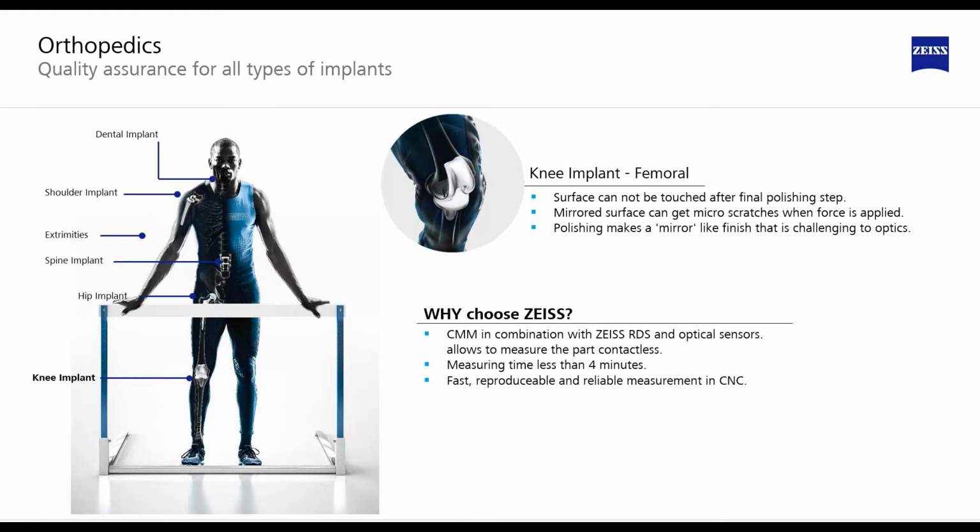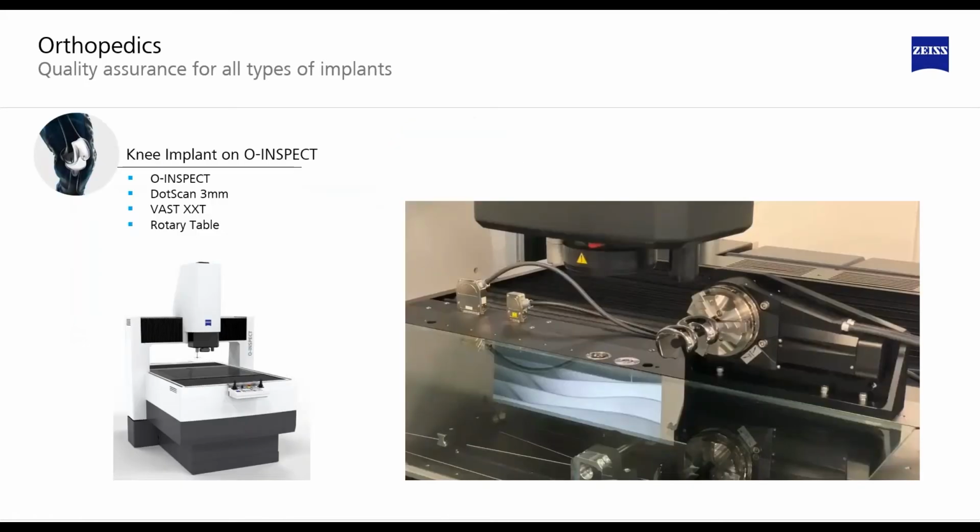Regarding this, I want to show you two possible solutions. First of all, the Zeiss O-Inspect. The O-Inspect is a multi-sensor CMM, which is, for example, equipped with a dot scan white light sensor. Here you can imagine that you are touching with a light spot instead of what you usually did with a stylus. For tactile measurements of, for example, the inner surface, it also comes with a VAST XXT tactile probe.